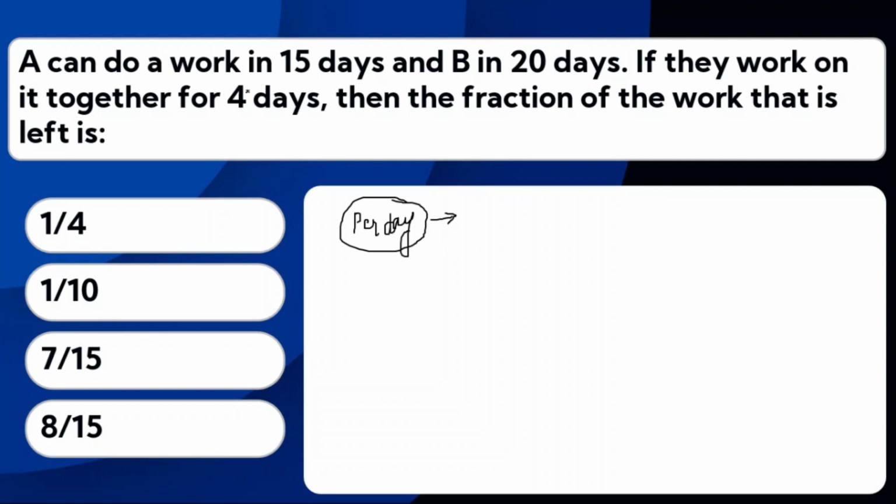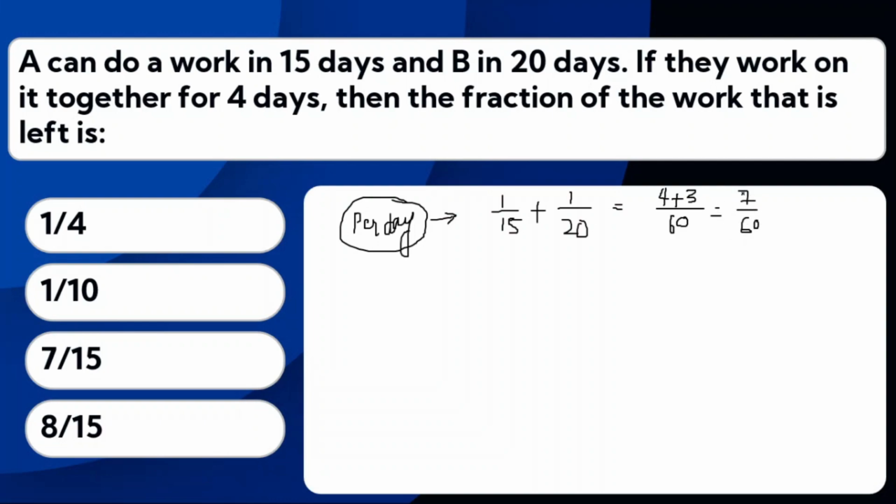Okay, so A can do work in 15 days. So per day he can complete 1/15th of the work. So per day A can do 1/15 and B completes the work in 20 days, right? So he can complete 1/20th of the work per day. They are working together, so per day they will work 1/15 plus 1/20. What is the LCM of 15 and 20? It is 60, right? So take the LCM as 60: 15 cancels 4 times, plus 20 cancels 3 times. So total 7/60.